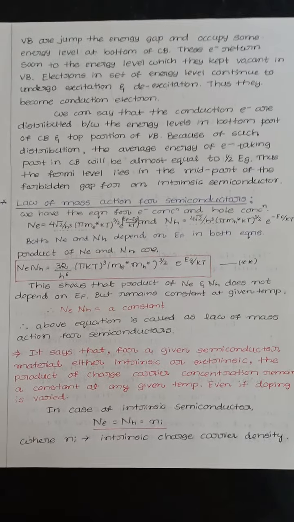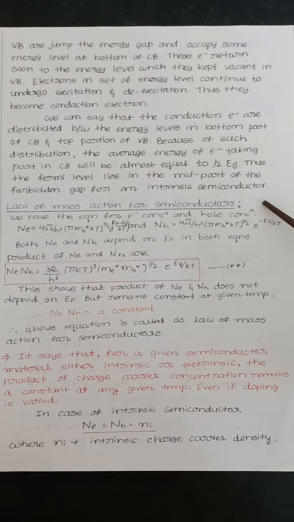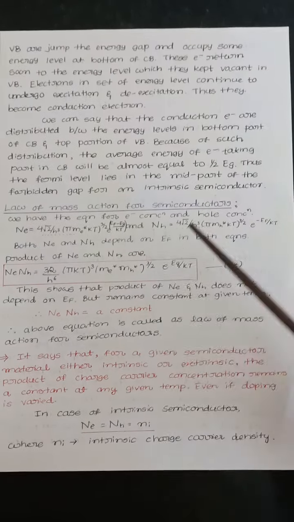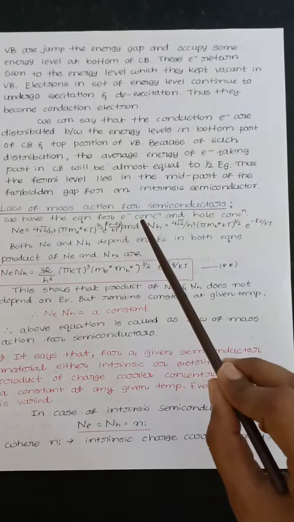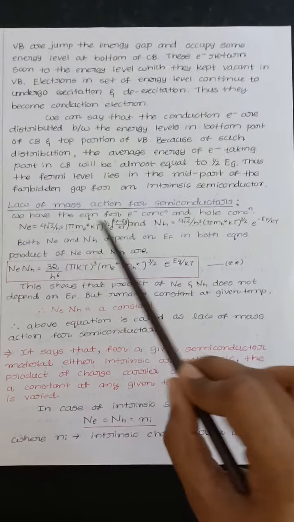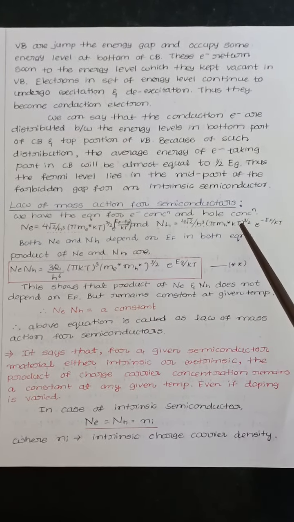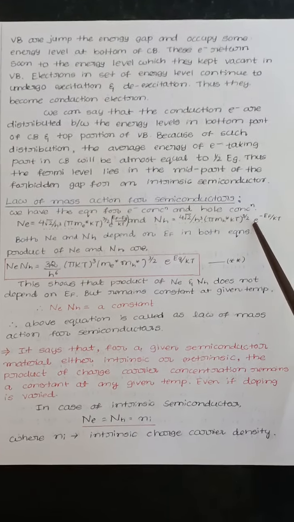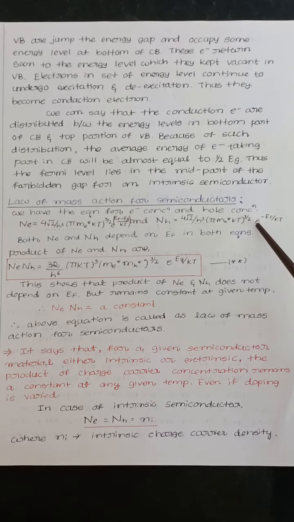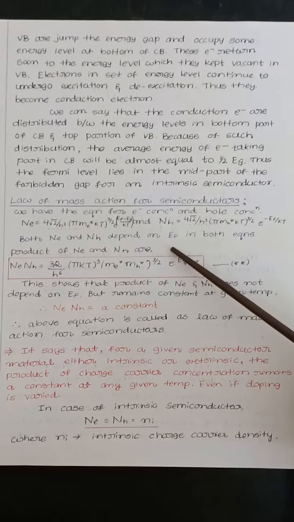Next concept is the law of mass action for semiconductors. So we have the equation for electron concentration and hole concentration. First, write down the expression for Ne and Nh. By these two expressions, we see the dependence of both Ne and Nh on Fermi energy.